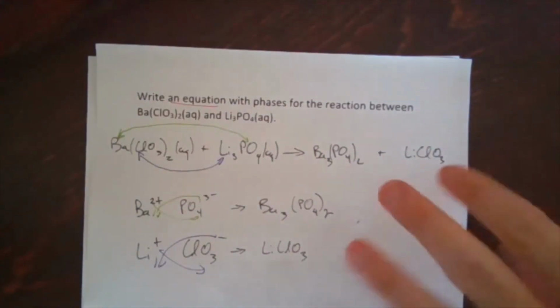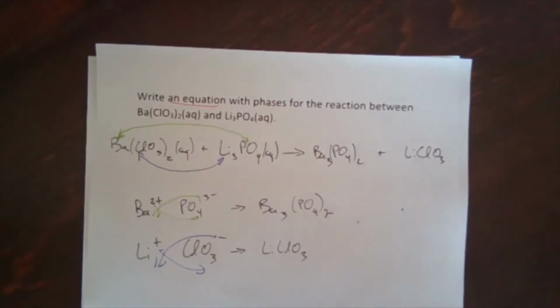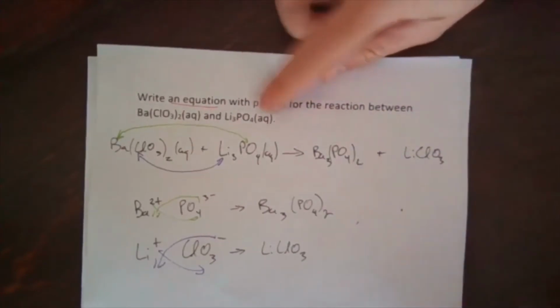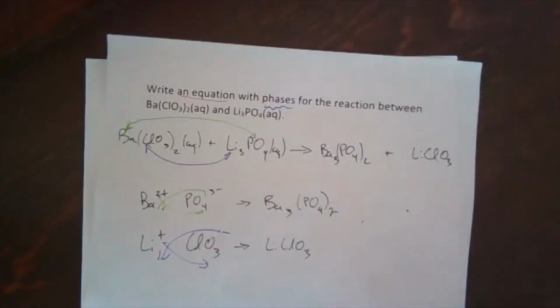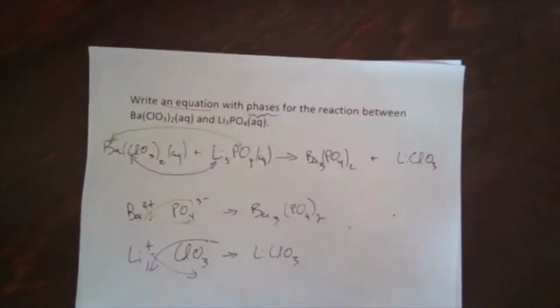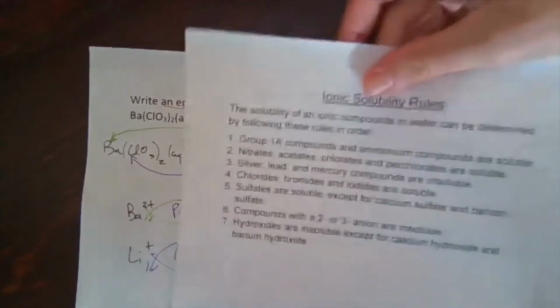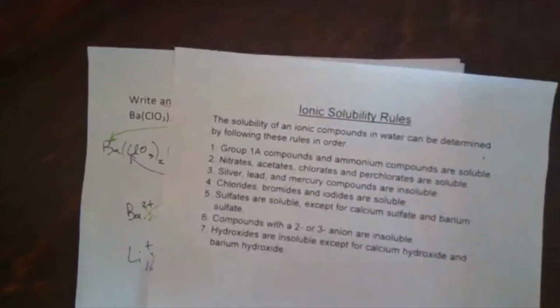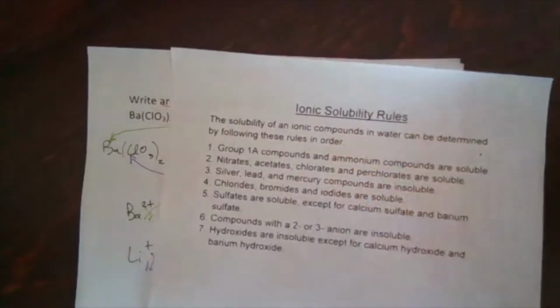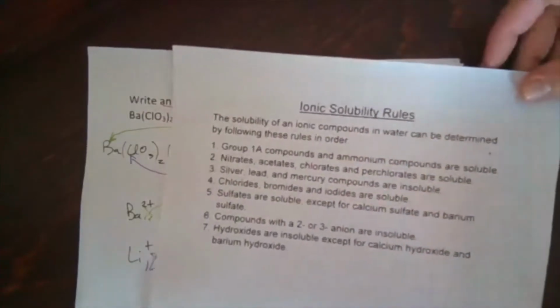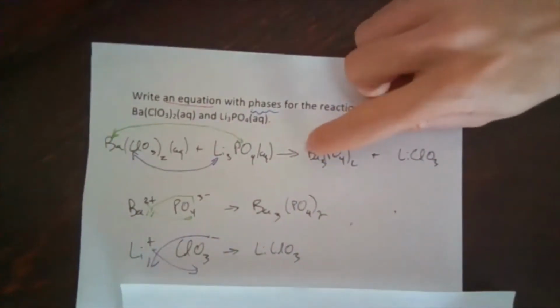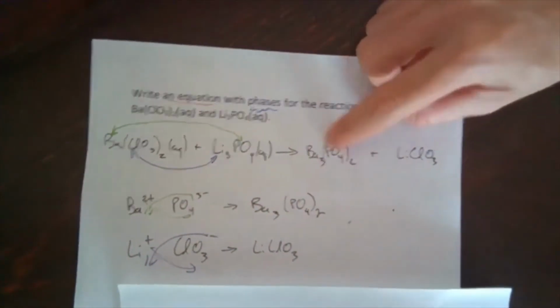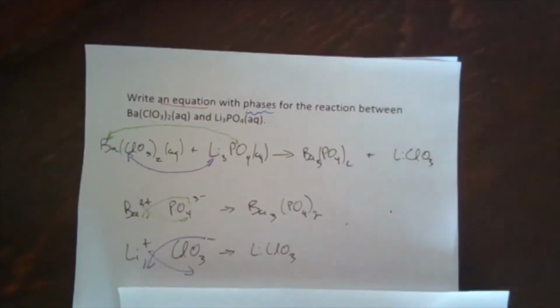So this right here, though, is not quite complete. There's a couple things we're missing. One, we were told we needed phases. So in order to figure out phases in this world of ionic reactions, where we're dealing with ionic compounds, we return to our solubility rules. There are two possible phases, aqueous or solid. Basically the deciding factor is, are these things soluble or not? So barium and phosphate, is that going to be a soluble compound? Lithium and chlorate, is that going to be soluble?